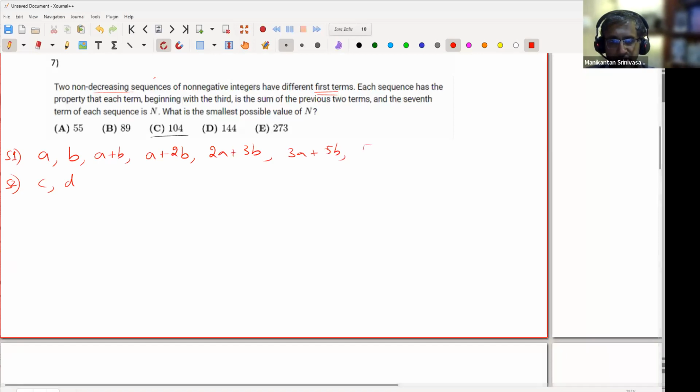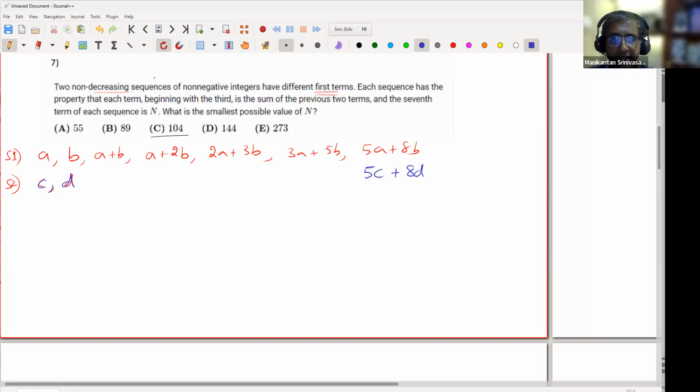The next one would be 5A plus 8B. I think this is the 7th term, right? 1, 2, 3, 4, 5, 6, 7. Okay. So the 7th term is 5A plus 8B. And similarly, this one would be 5C plus 8D.